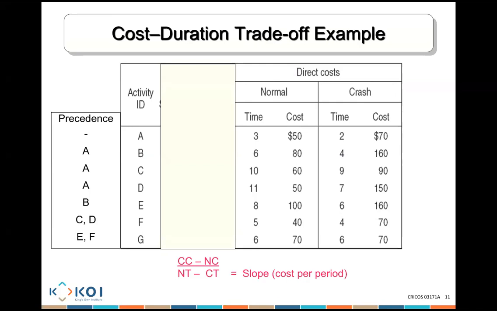So we have a number of activities. We have activity A, B, C, D, E, F, and G. We have all of these preceding activities, which means we can go and create the normal network diagram. We can draw the network diagram.